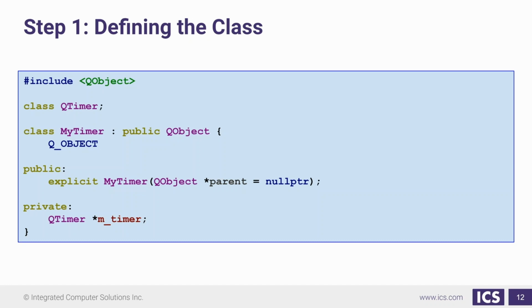Note the first thing in our class here is this QObject macro. Your code will compile if you forget this, but weird things will happen. So remember to have the QObject macro if you're subclassing from a QObject. We're also going to include a QTimer that we're going to use.